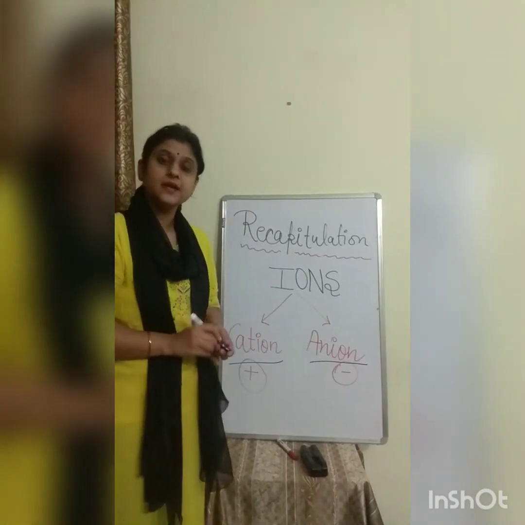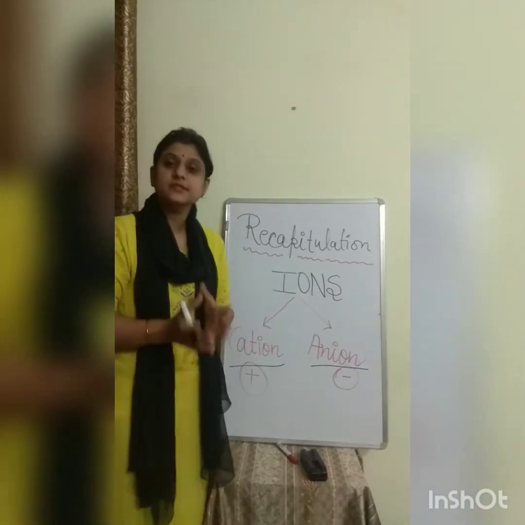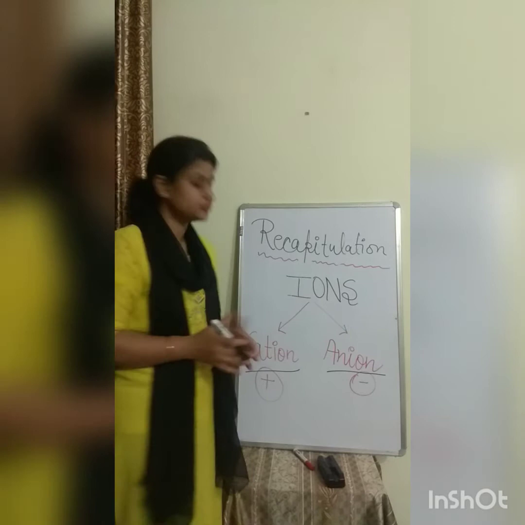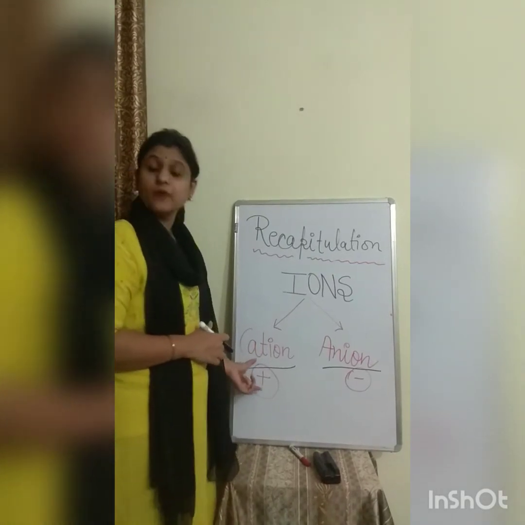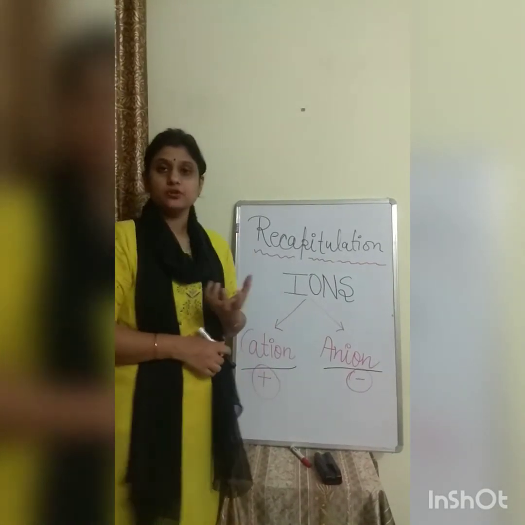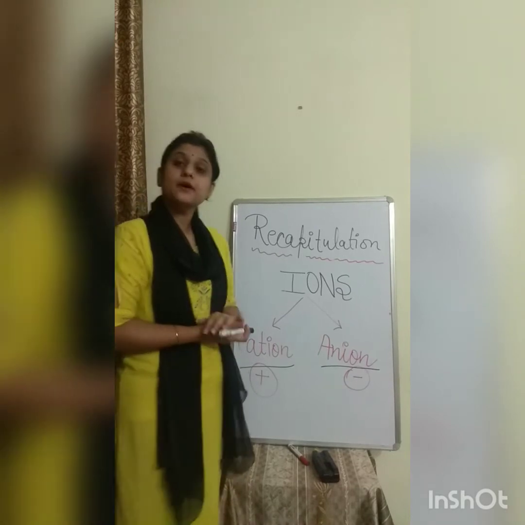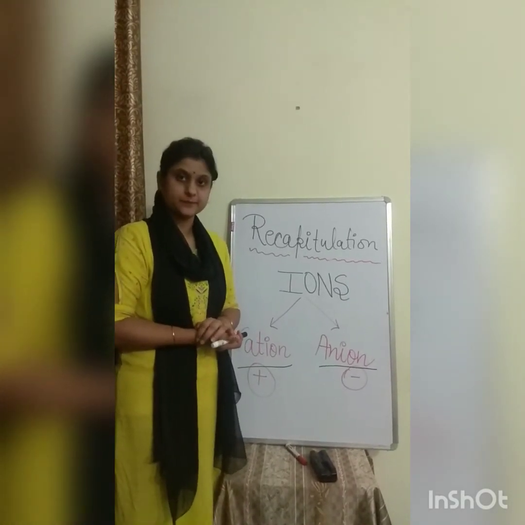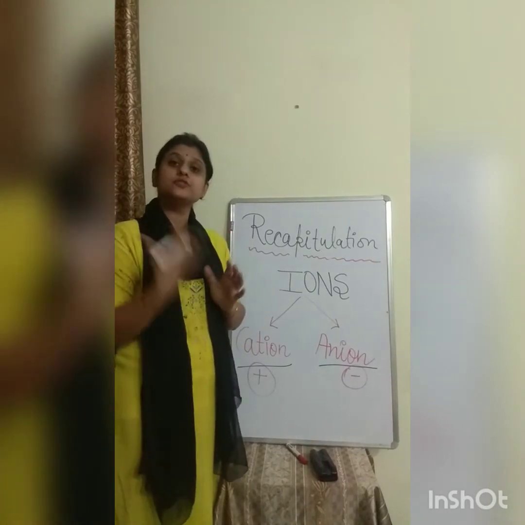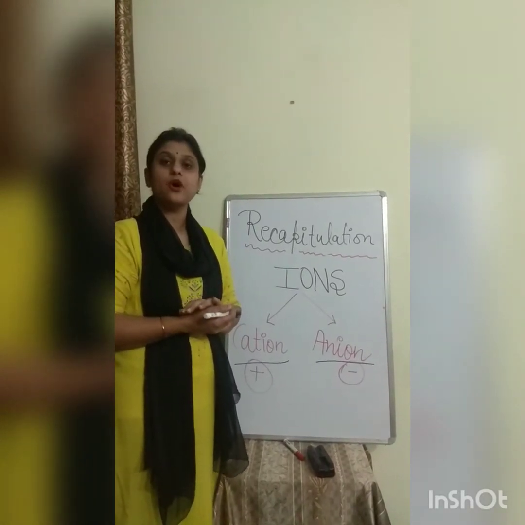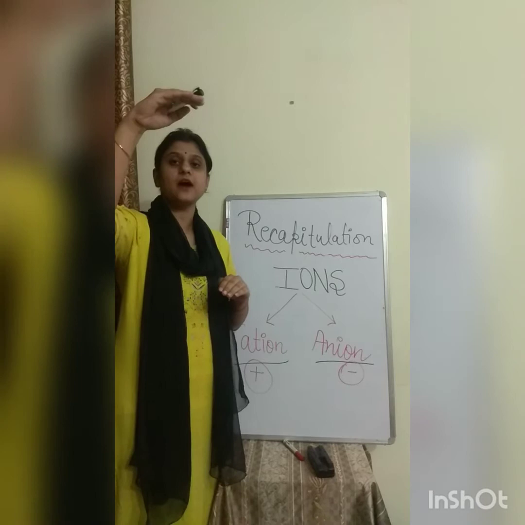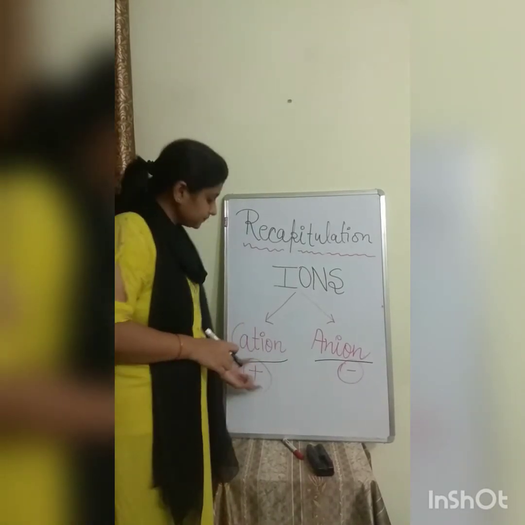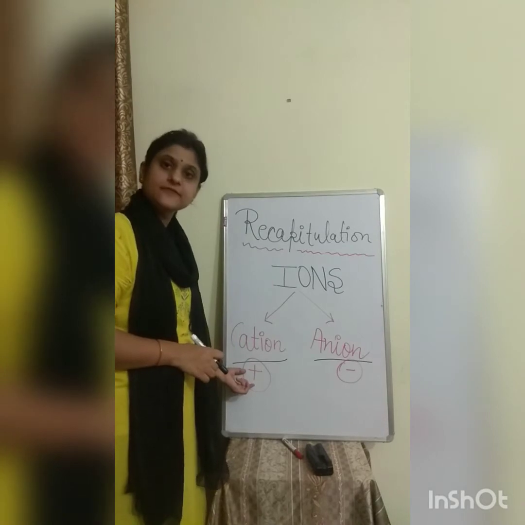We know that whenever an atom loses electrons, it forms a positively charged ion which is known as cation. Why is it so? Because in an atom, the number of positive and negative charged particles are equal, right? So whenever an atom loses its electron, the number of positive particles is more as compared to negative. That's why the cation gets positively charged.